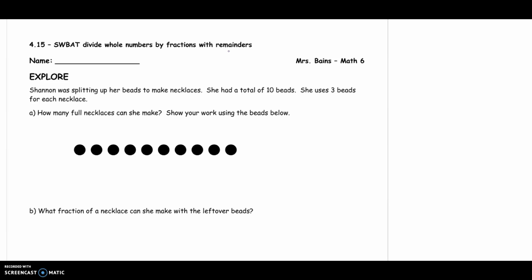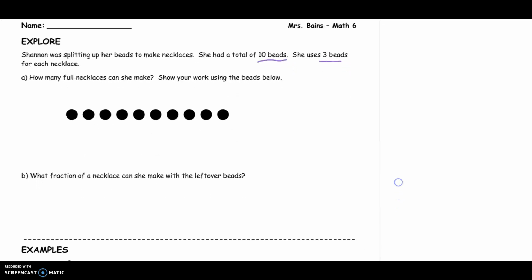Okay, so hopefully you took a look at this question already. We know that Shannon has a total of 10 beads and that she uses 3 beads for each necklace. So the first question we want to answer is how many full necklaces can she make? So if I look at my 10 beads, I'm going to circle groups of 3. That means that's 1 full necklace, another group of 3, that's 2, and another group of 3, that's 3.